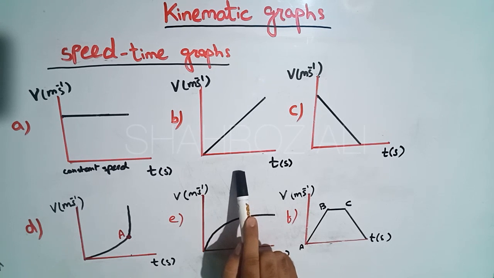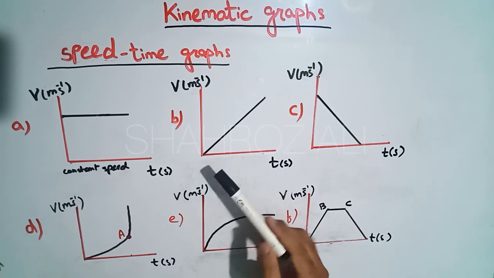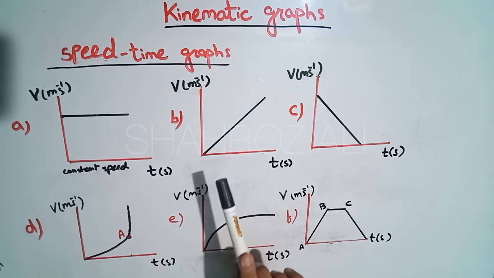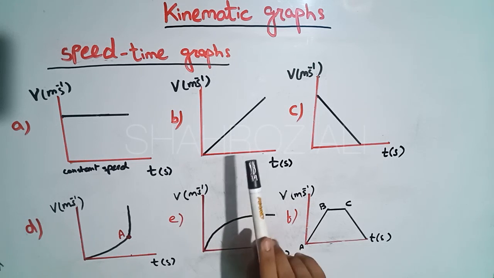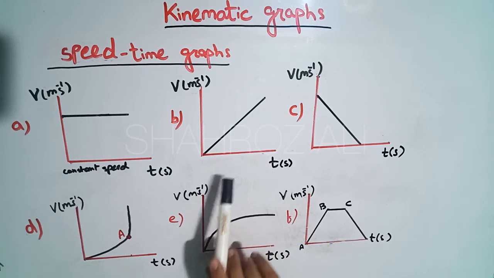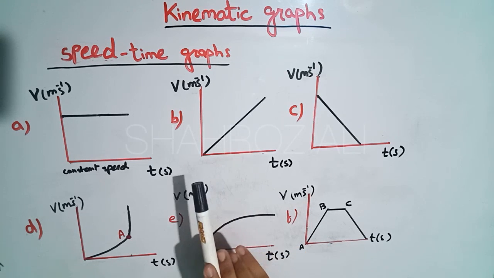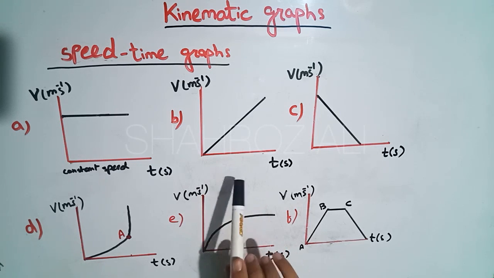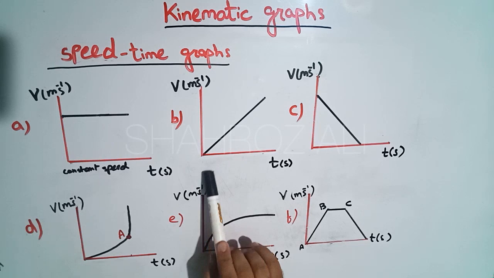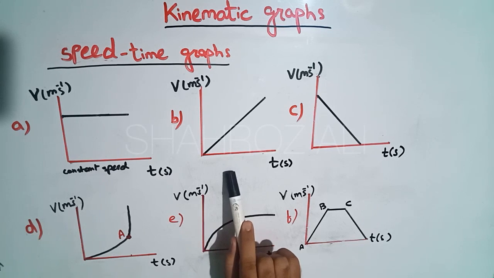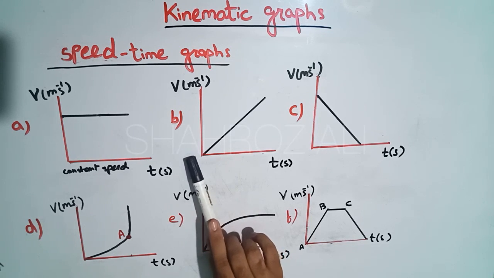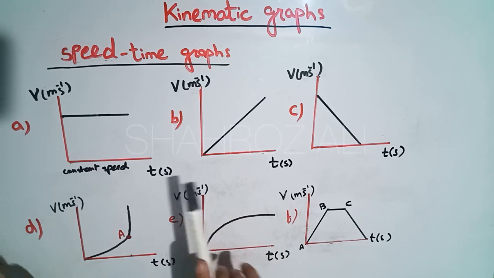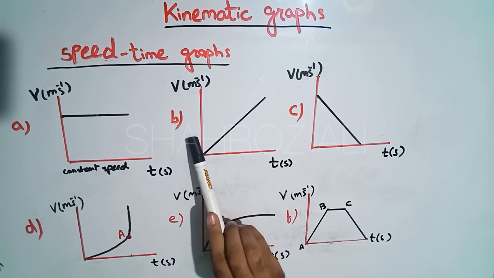Now let's move towards the second graph. In the second graph the line is inclined to the time axis. What kind of information is it providing us? Here velocity is increasing with respect to time in equal intervals. If in 5 seconds the velocity of the body is 10 meters per second, then in the next 5 seconds, in total 10 seconds, the same velocity will be increased.